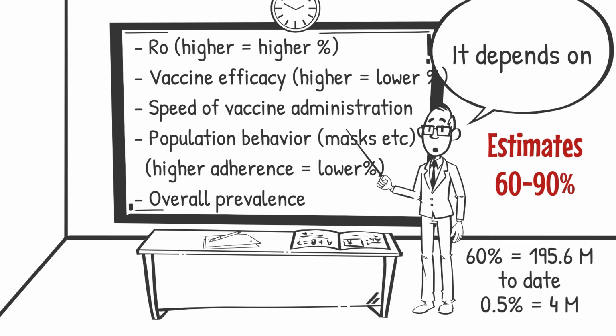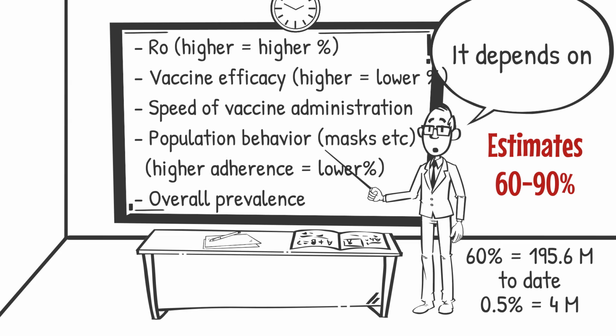Taking the most optimistic estimate of 60%, this translates to a need to vaccinate 195.6 million. As of January 1st, only 4 million, or 0.5% of this goal has been achieved. We have a long way to go. In addition to the R sub naught and vaccine efficacy, modeling reveals that a factor that will have the greatest impact on ending the pandemic will be the speed at which we are able to vaccinate the population. Therefore, supply chain management would be critical for saving lives.